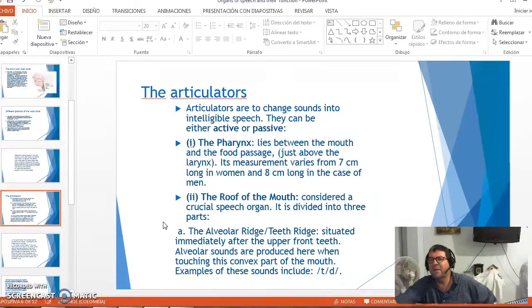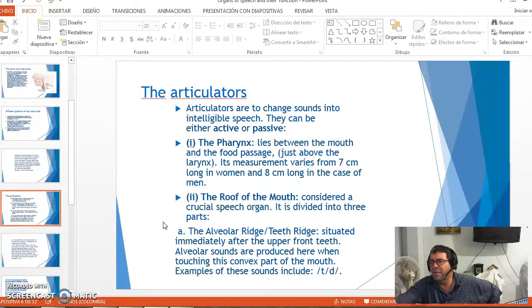The articulators. Articulators are to change sounds into intelligible speech. They can be either active or passive. The pharynx lies between the mouth and the food passage, just above the larynx. Its measurement varies from 7 centimeters long in women to 8 centimeters long in the case of men. The roof of the mouth, considered a crucial speech organ.